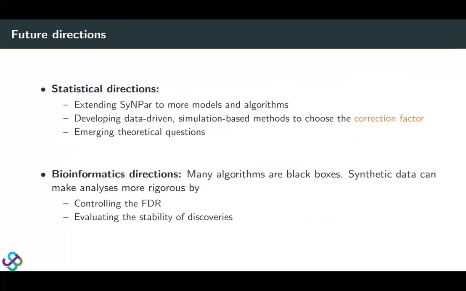And finally, for future directions, we hope to extend it to more models and algorithms. I just talked about the linear model in this talk, but we already have results for a few more models. Second, we hope to develop data-driven methods for choosing the correction factor in practice. There will also be emergent theoretical questions to be analyzed under this framework. And regarding the application to bioinformatics, a field I work in extensively, many algorithms are black boxes, and we hope the synthetic data can make analysis more rigorous by controlling the FDR and evaluating the stability of discoveries.